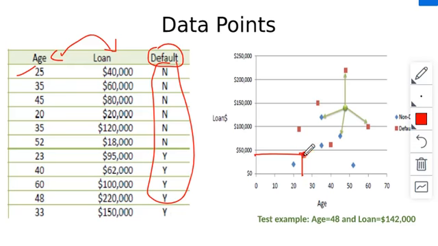Similarly, all these records will be represented in the form of data points. Clear? So what are this red and blue color? Red is nothing but yes, default, and blue is nothing but no, that is no default. Hope you are understanding this.